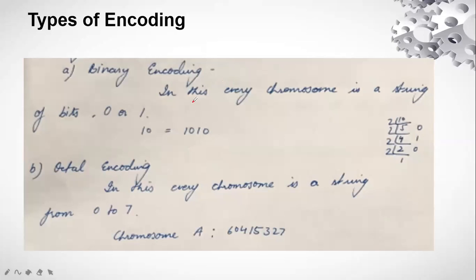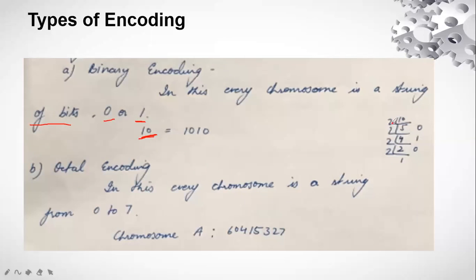How do we do it? In this encoding, the chromosome is a string of bits, either 0 or 1, right? So we need to convert this into a string of 0s and 1s. Let's say we have the number 10. How are we going to convert it into binary form? We are going to divide it by its factors.